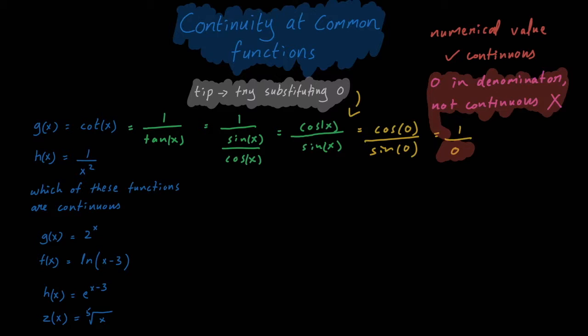Next question, 1 over x square. So if I simply substitute for 0, it would be 1 over 0 square, which is simply 1 over 0. And as 0 is in the denominator, this is not continuous for all real numbers. It might be continuous for some points, for some portions, but not for all real numbers.